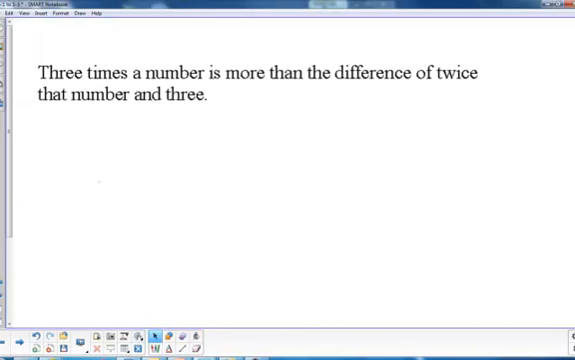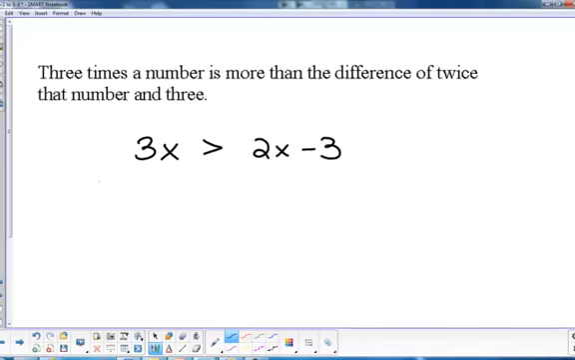3 times a number, I'm going to write that right now. 3 times a number, any letter will do, is more than. So 3 times the number is greater than the difference of twice that number and 3. So I'm subtracting twice that number and 3. So if I want to solve this, I'm going to put all my letters on one side. And I get x is greater than negative 3.